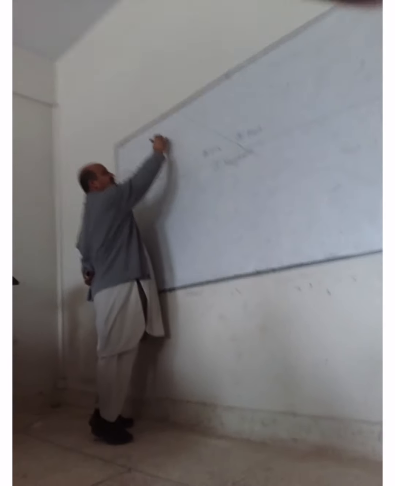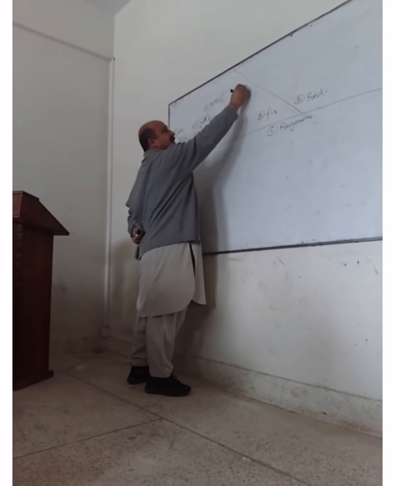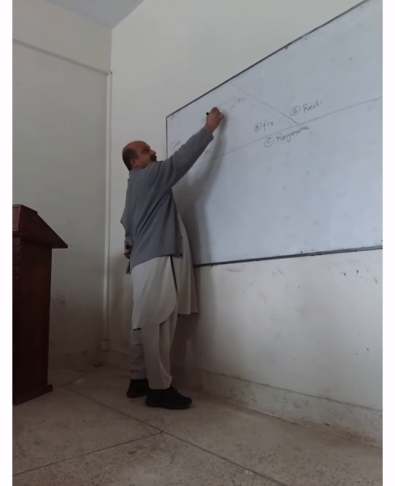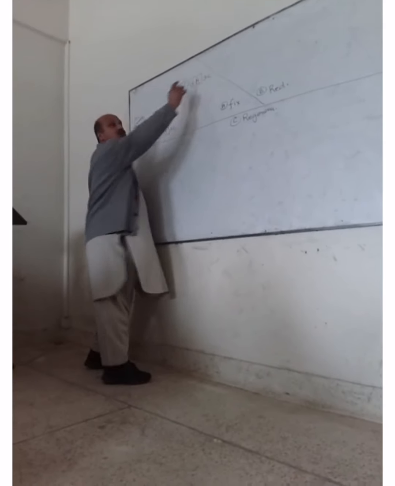Each 6 carbon compound breaks into 3 carbon compounds. And that is known as the 3 carbon compound, phosphoglyceric acid.